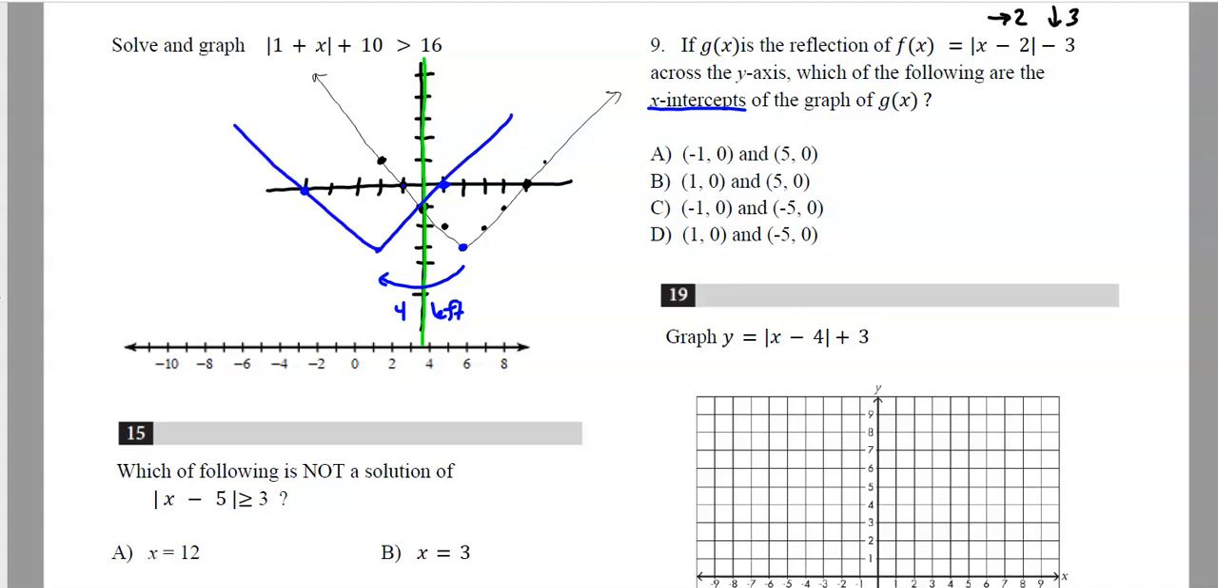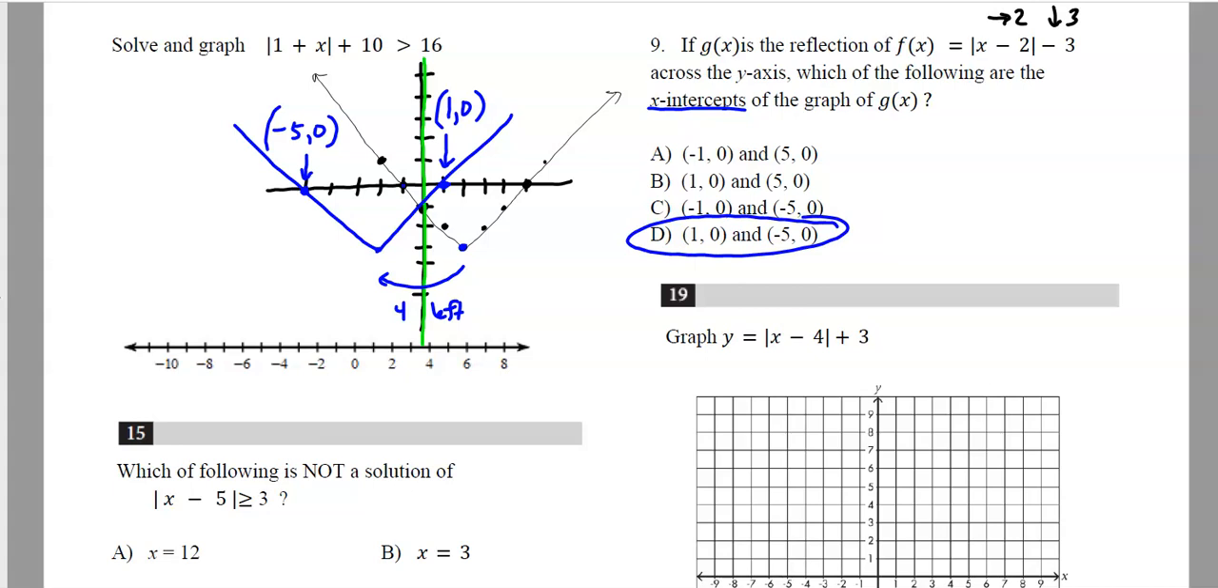Or you could have plotted them out. So it looks like my x-intercepts are right there at (1, 0), and right there at 1, 2, 3, 4, 5, (-5, 0). So (1, 0) and (-5, 0). Looks like that's D.